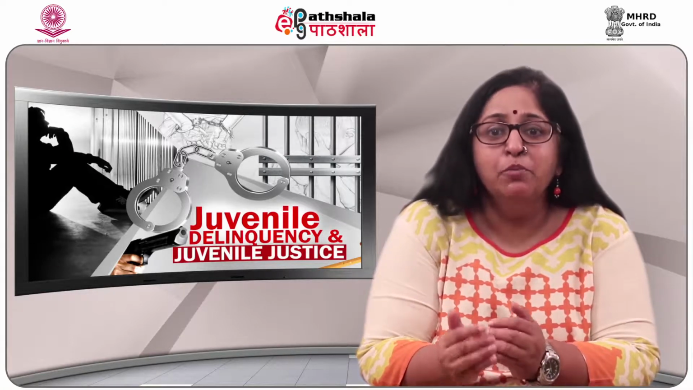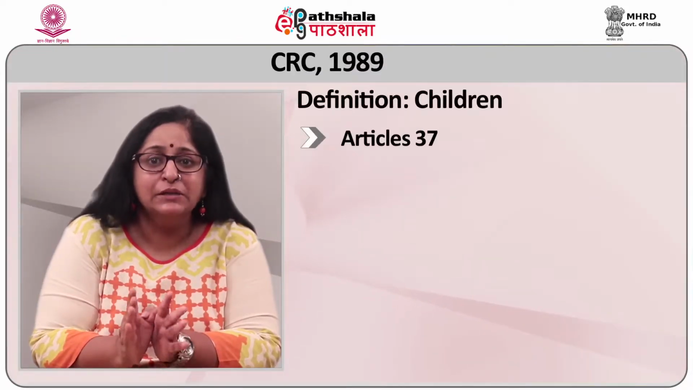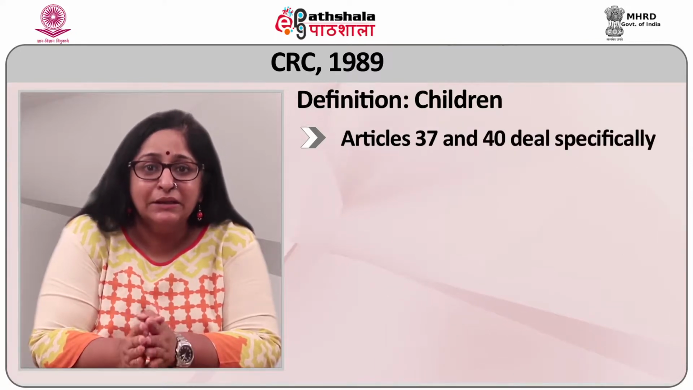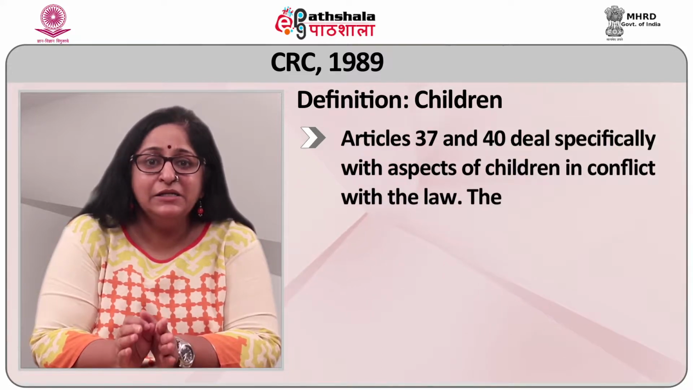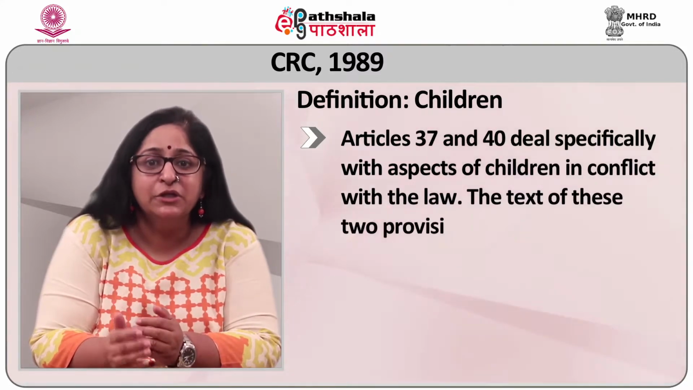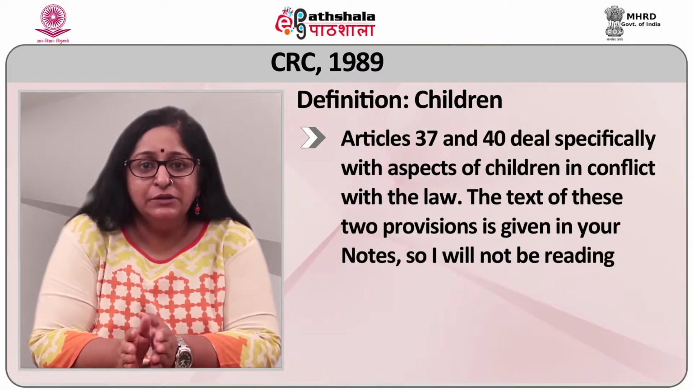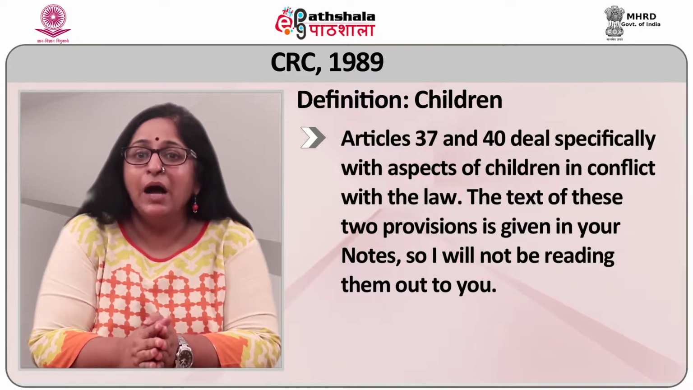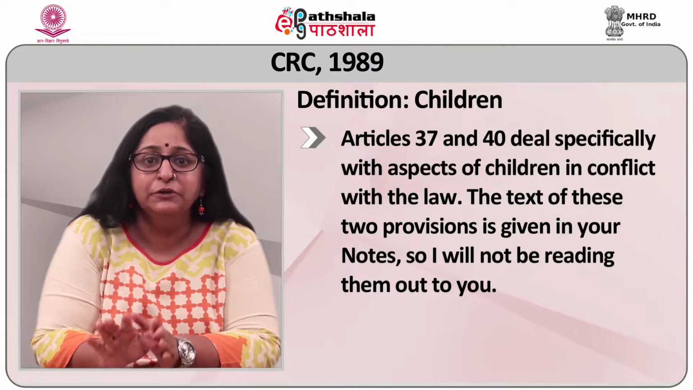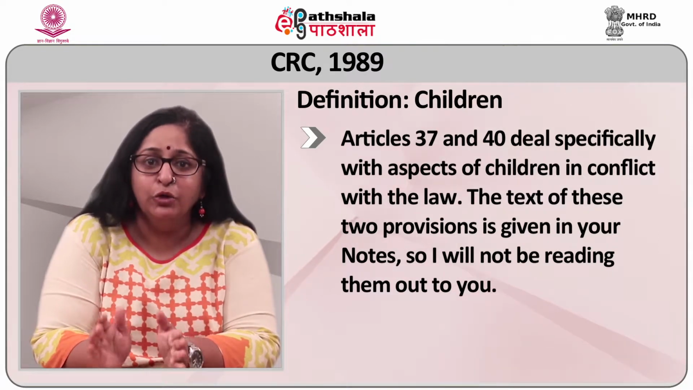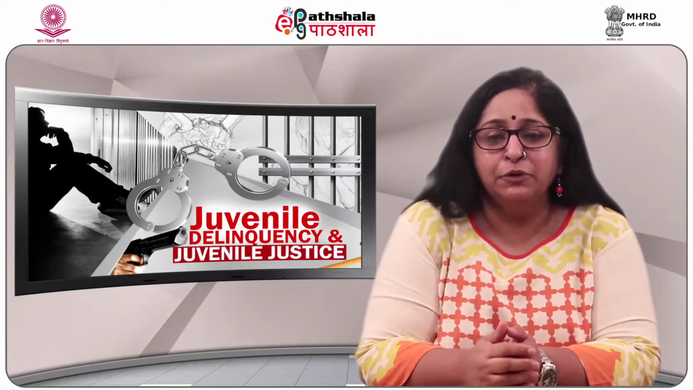In addition to the more general provisions on child rights, what is important for us to look at are Articles 37 and Articles 40. These deal very specifically with aspects of children in conflict with the law. The text of these two provisions is given in your notes, so I will not be reading out these provisions to you, but you can refer to the notes to read the original text. Let me summarize what these two provisions talk about.